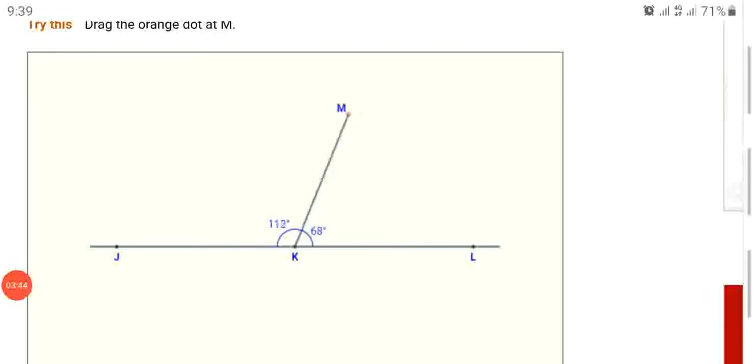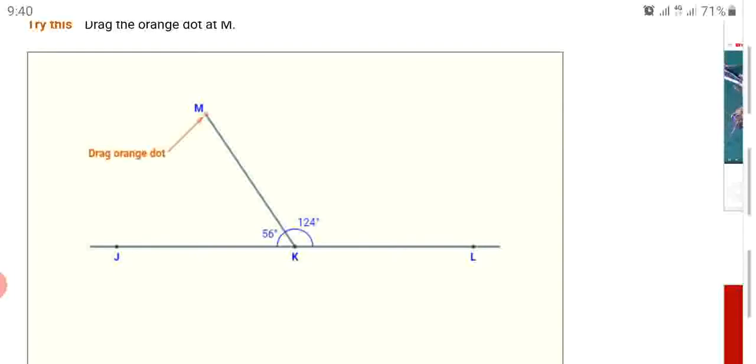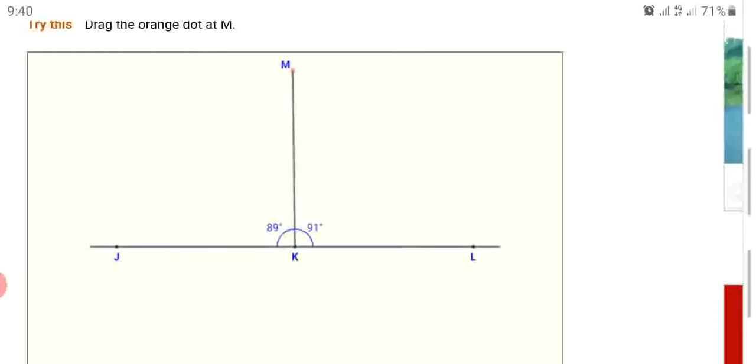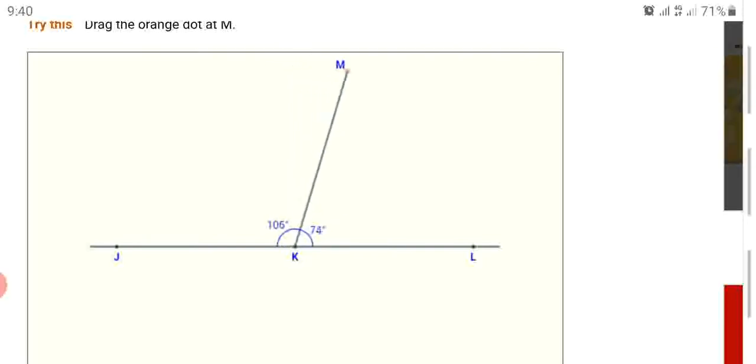Now dear students, this is a linear pair angle. We know that the sum of the angles will always be 180 degrees. Now look here. This is a right angle. Two adjacent angles are right angles. 90 degrees plus 90 degrees is equal to 180 degrees. Again we can change the perpendicular line. Angles change on either side, but the sum will be 180 degrees. Here it is 112 degrees plus 68 degrees, that is also 180 degrees.